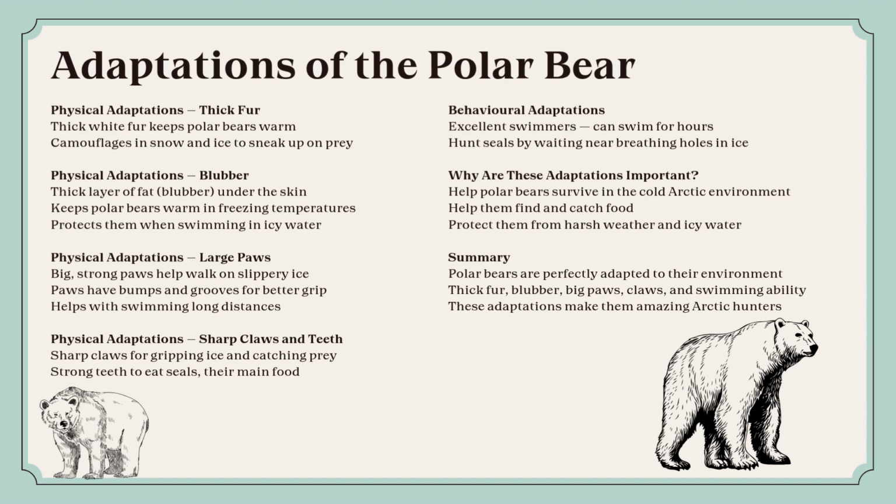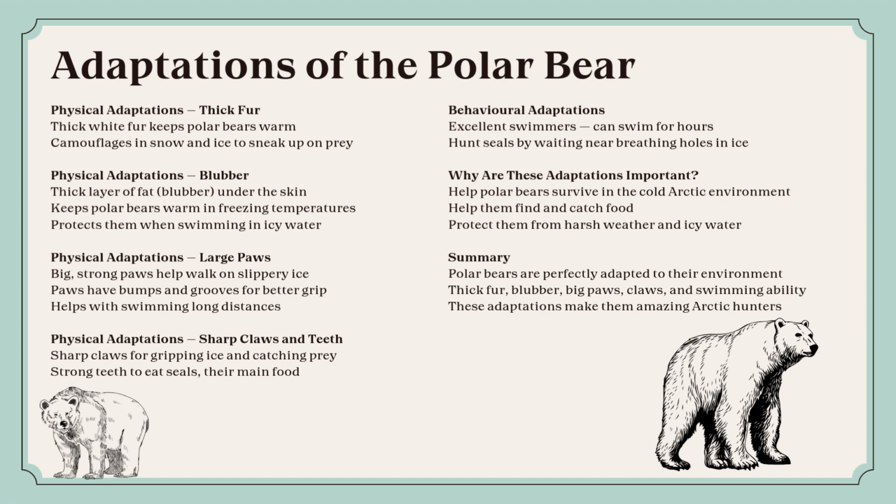Underneath the fur, they have a thick layer of fat called the blubber. The blubber is like a built-in winter coat that keeps their bodies warm and protects them from the icy waters when they swim. Polar bears have huge, strong paws, perfect for walking on slippery ice and swimming long distances in the freezing oceans. Their paws are also covered with small bumps and grooves to give them extra grip on the ice. Their sharp claws and strong teeth help them to catch and eat seals, which are their main food source.